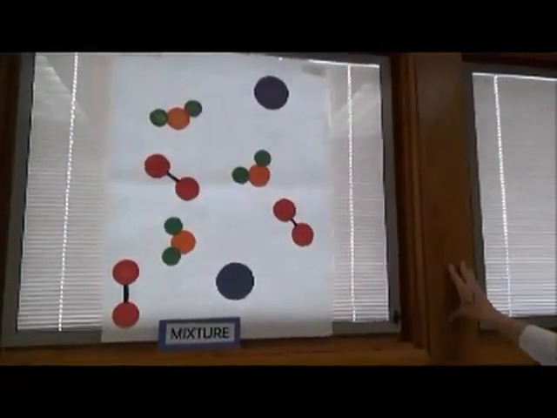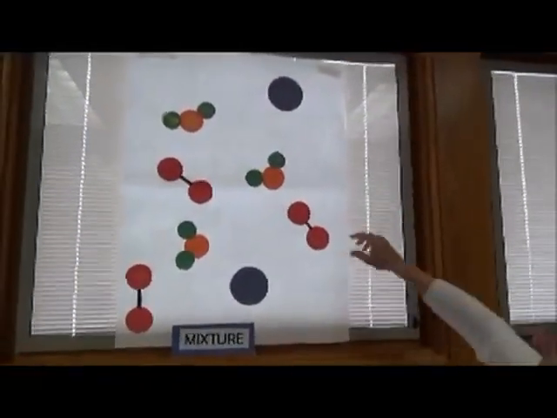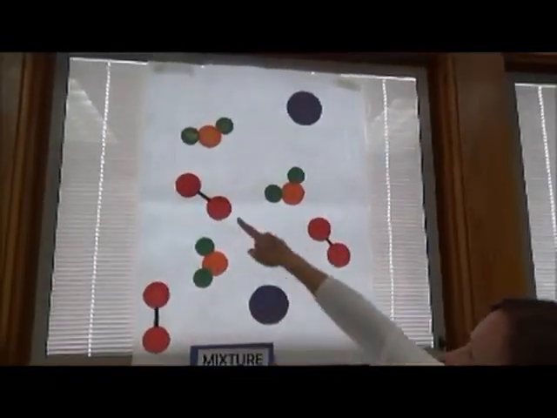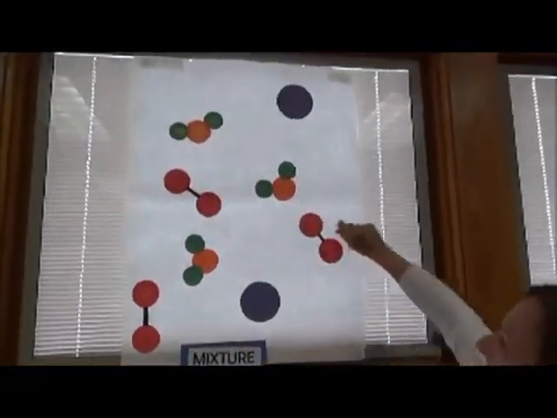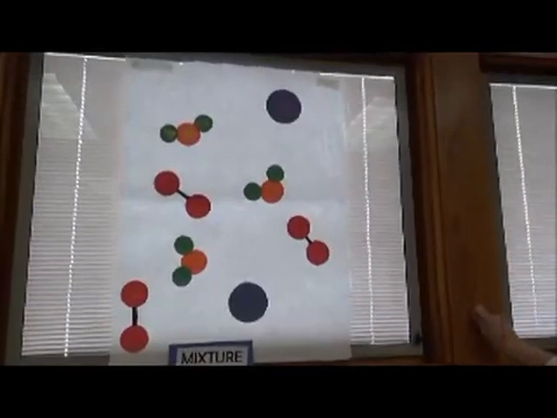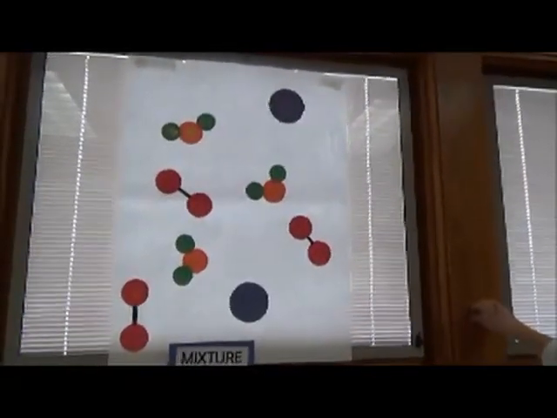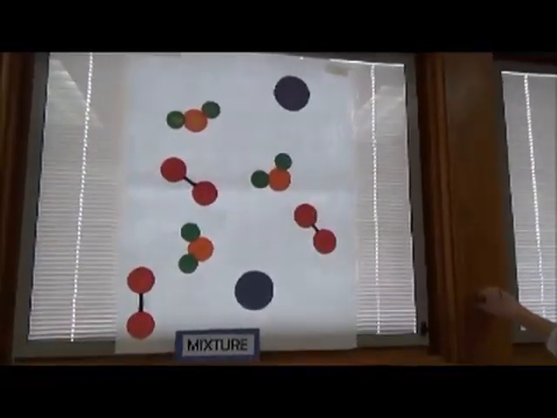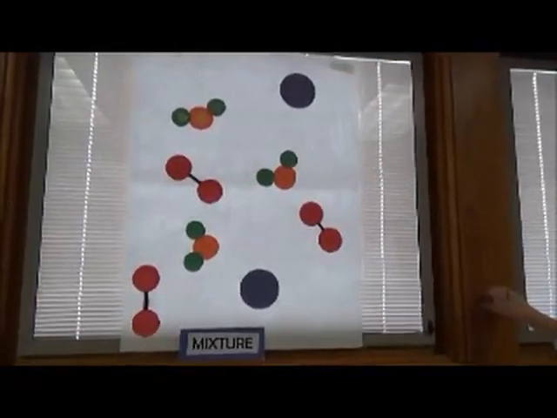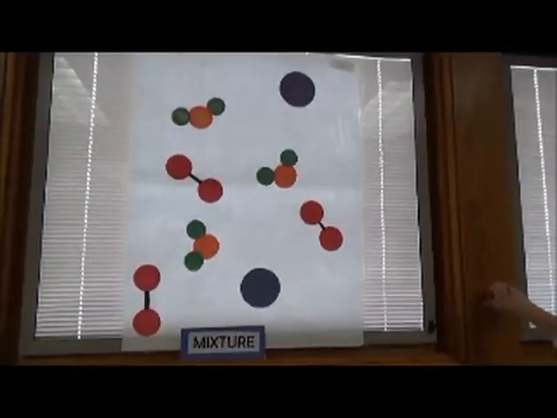And the ratio, that just means the number of them. It doesn't matter how many of these red ones I have. If I take that one out, it's still that same mixture. That's perfect. Like our fruit salad that we talked about. Or sugar water. Perfect. Could be another mixture.